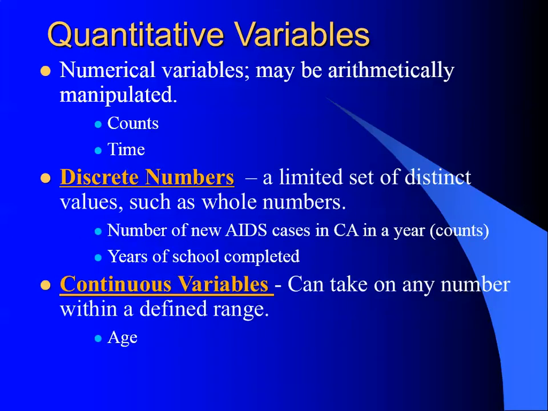Under quantitative variables, we can apply mathematical processing or arithmetical manipulation, like counts, time, and so on. For discrete and continuous variables, discrete numbers give a particular value for a particular case. For example, the number of observations of any disease within a hospital, country, or city, or how many years completed, and so on.